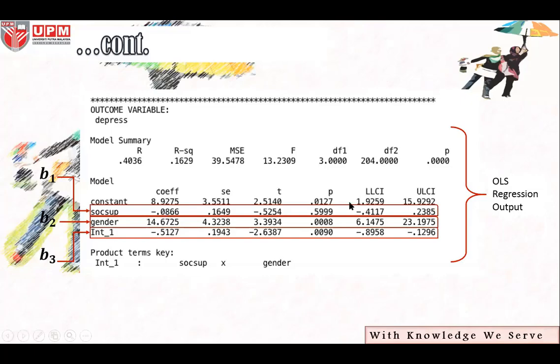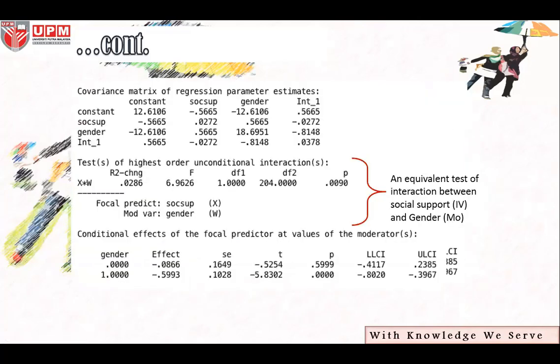So the result, according to this one, the relationship between social support and the DV earlier was not significant, but after we insert the gender, it is significant, and after we insert the interaction between gender and social support, the result is also significant. This is an equivalent test of interaction between social support and gender. This one represents the interaction between social support and gender.